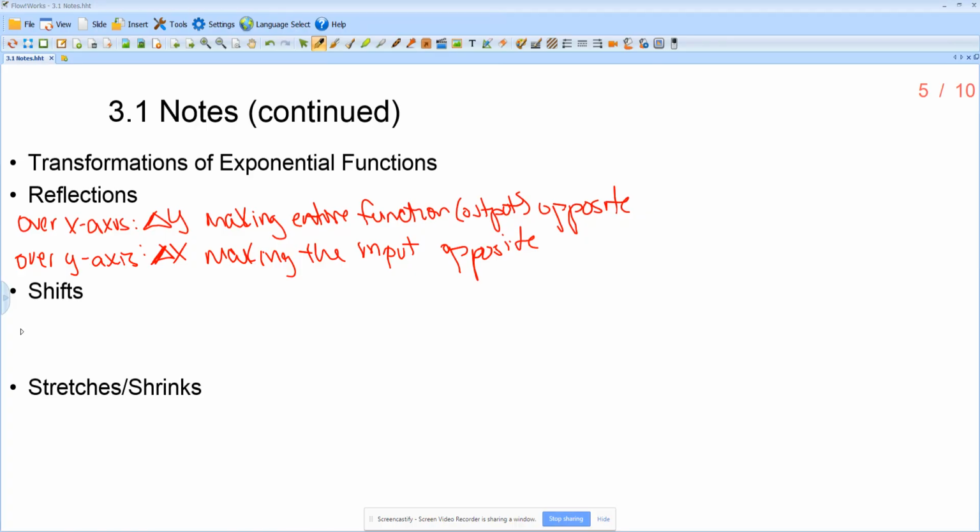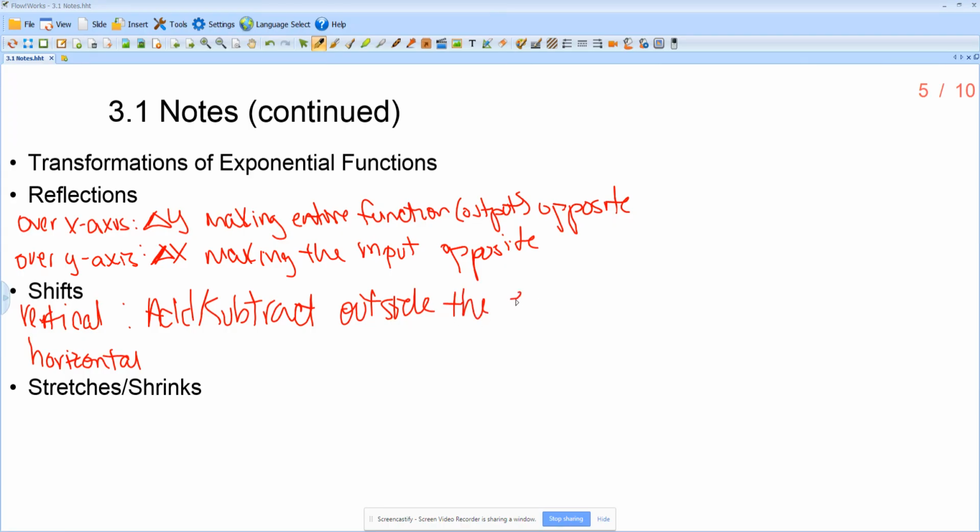Shifting. When we talk about shifting, there are two types again, vertical and horizontal. A vertical shift is any time that we add or subtract outside the exponent. Horizontal is any time that we add or subtract inside the exponent.